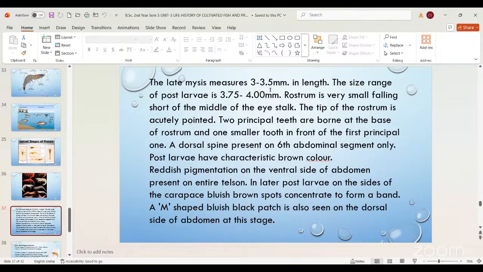Post-larvae have characteristic brown color, with reddish pigmentation on the ventral side of the abdomen, present on the entire telson. In later post-larvae, on the sides of the carapace, bluish brown spots concentrate to form a band. An M-shaped bluish black patch is also seen on the dorsal side of the abdomen at this stage.